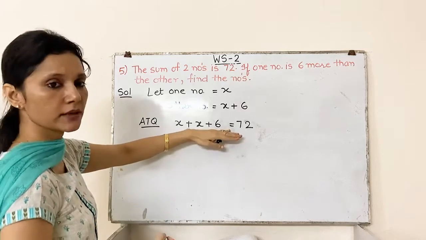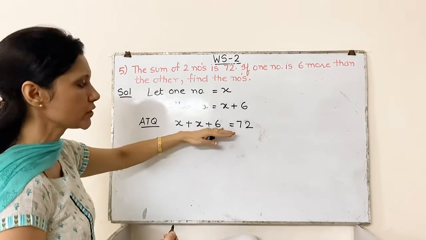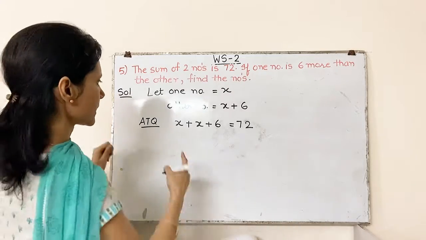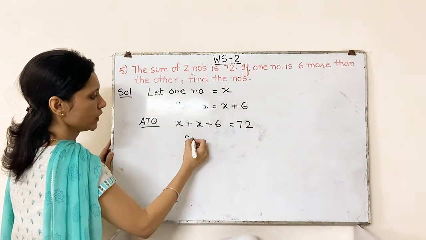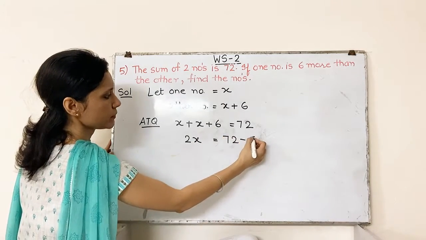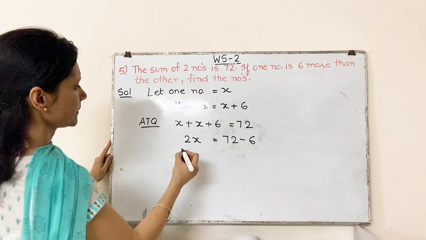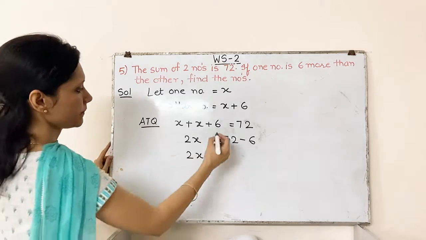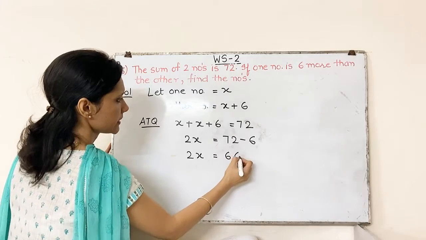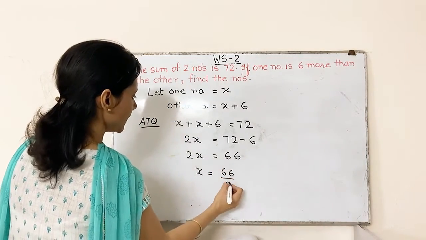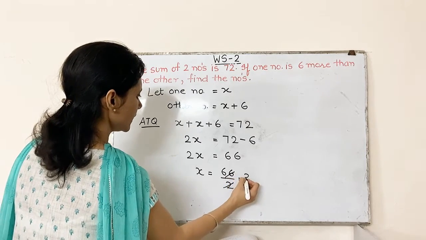So once you have framed a linear equation, you just have to simply solve it for the value of x. So x plus x would become 2x, and let's transpose 6 to the other side. So this becomes 72 minus 6. So 2x is equal to 66. x would be equal to 66 divided by 2, that is 33.